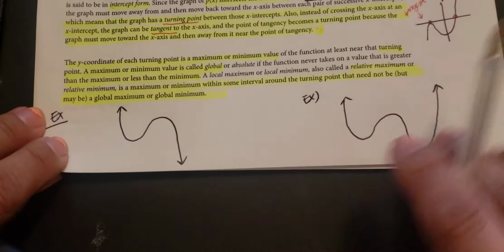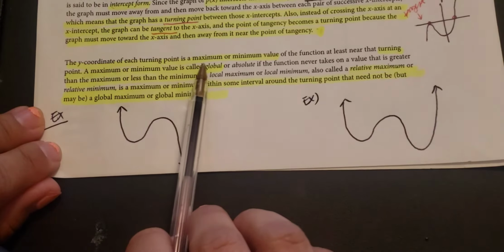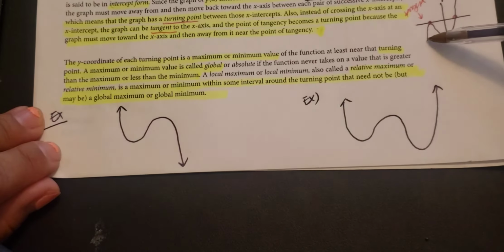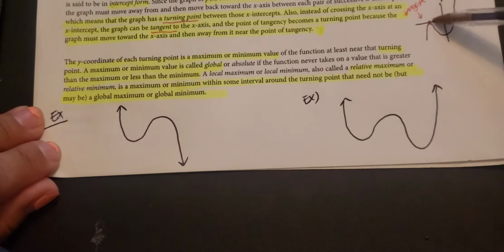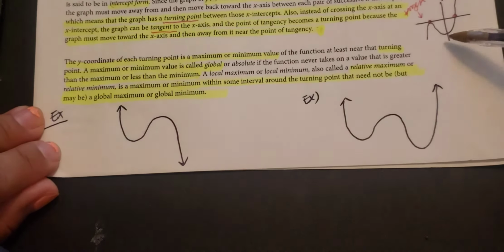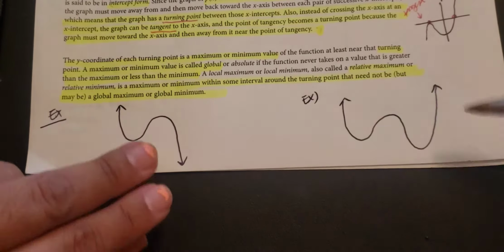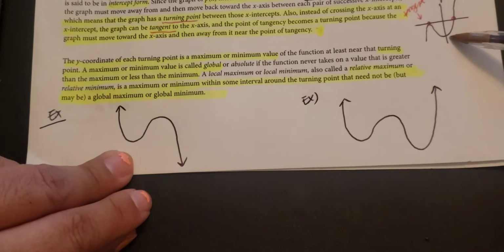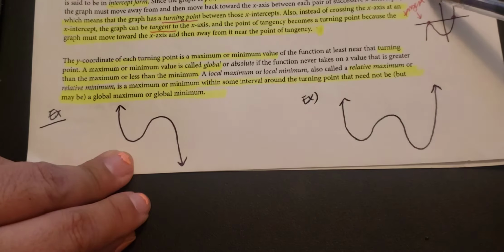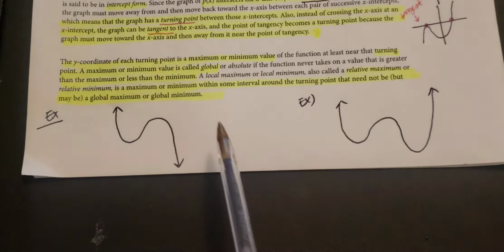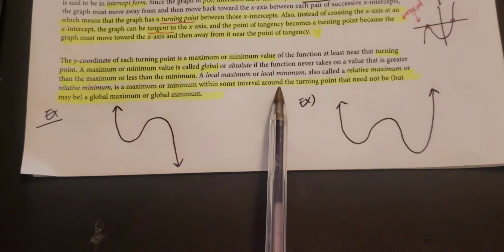Let me move this up. It says the y-coordinate of each turning point is a maximum or minimum. Okay, the y-coordinate. So here it went up. So this is a maximum because it's up. Down here, it went down. This is a minimum. See how it's down? Maximum, minimum. Now look at this one. This is a minimum because it's down. Maximum, minimum. Okay, and it refers to your y value. So you're looking at it only going up and down, up and down. Okay.